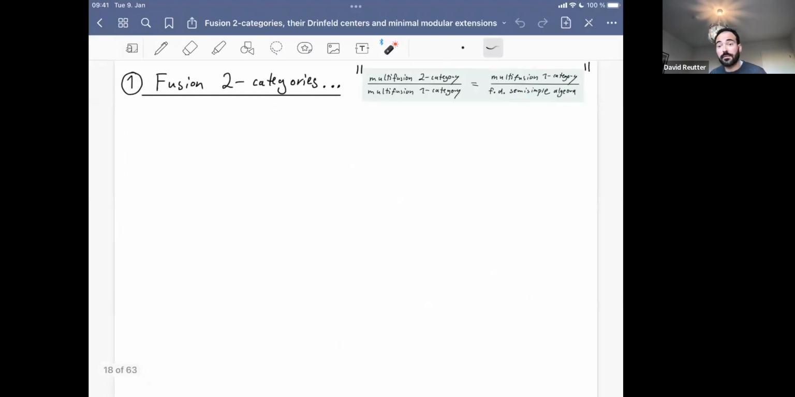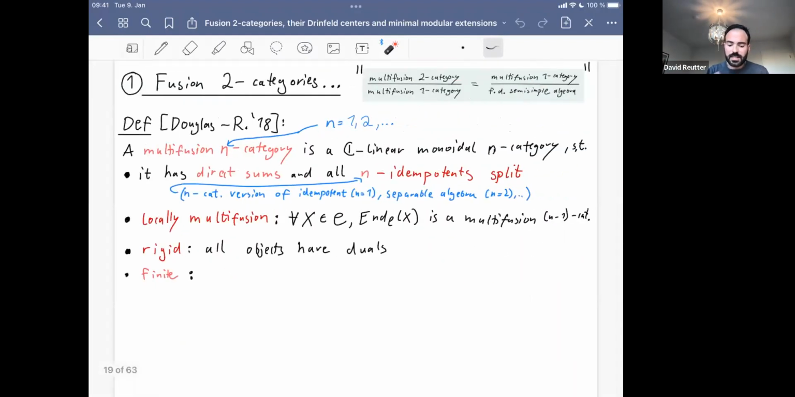So let's get started. What is a fusion two category? Let's forget about minimal modular extensions and start afresh and think about fusion two categories. You should think of a multifusion two category as being to a multifusion one category what a multifusion one category is to a finite dimensional semi-simple algebra. That's the slogan. Using that slogan, you can go up in dimensions. So let me give you the definition for a multifusion one category that I think most of you will be familiar with, and for a multifusion two category at the same time, to show you how these definitions are parallel to one another.